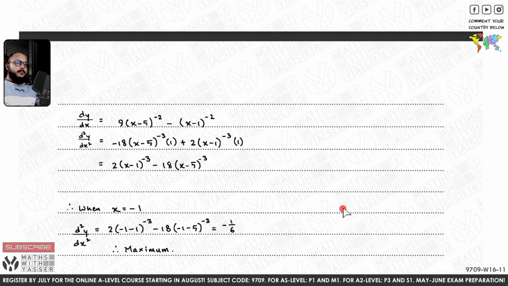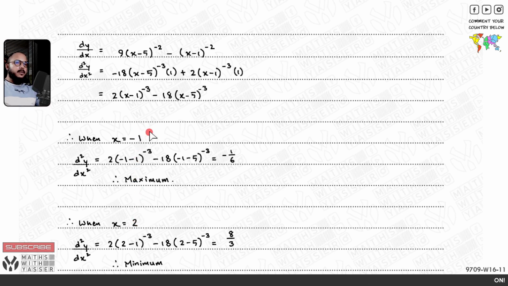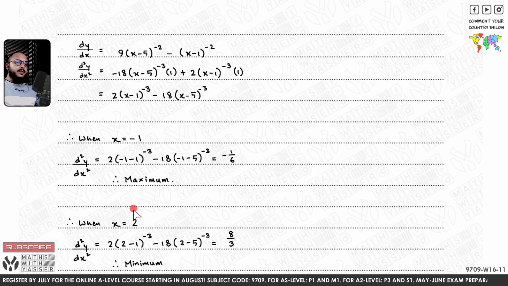Now, since dy by dx was this, we need to find the second derivative. And after doing that, we will be substituting the values of x that we got, which were minus 1 and 2, to find the nature of the stationary points. At these two x values, the stationary points occur. We just have to find the nature of these two stationary points.